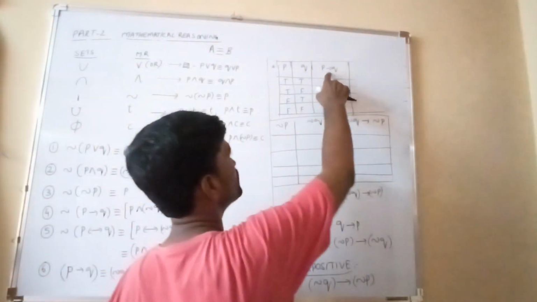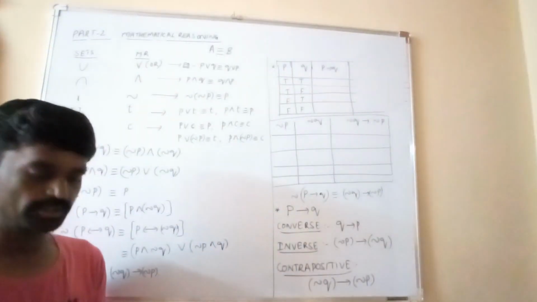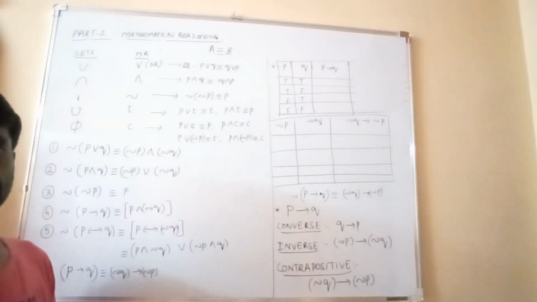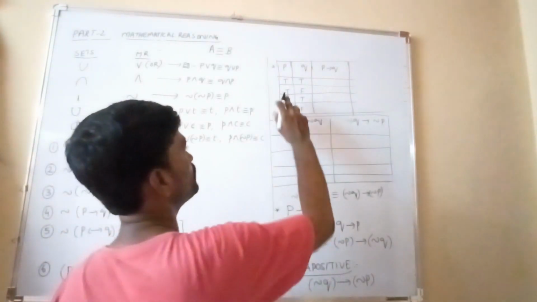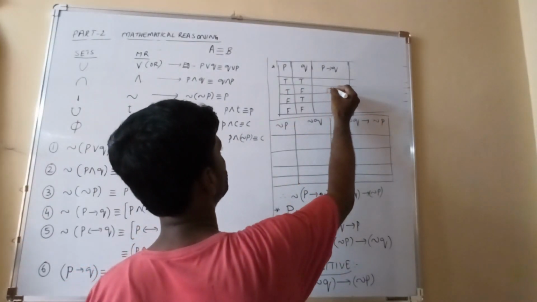And for implies, what is the key point? First component true, second component false, then only it is false. Remaining cases are true.